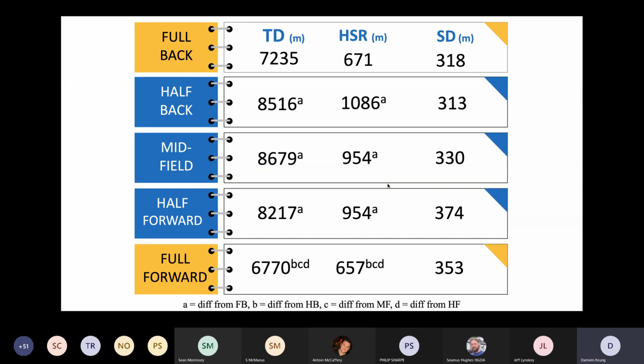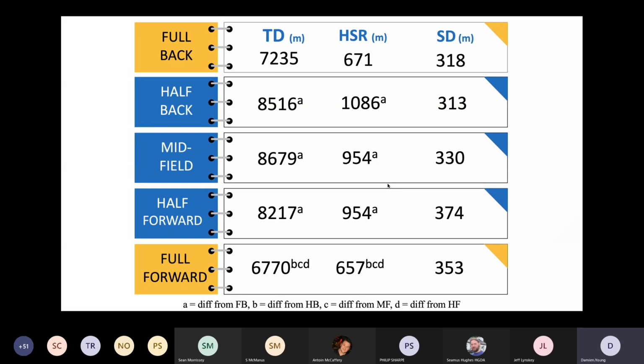So the first column represents total distance. And we see that broken into fullbacks, halfbacks, midfield, half forwards, and full forwards. And what we notice is that the middle three positions, halfbacks, midfield, and half forwards, outperform the full back line and full forward line. Now that makes sense, really, when you think about it, that they're out in the middle of the field and they're involved in more action.